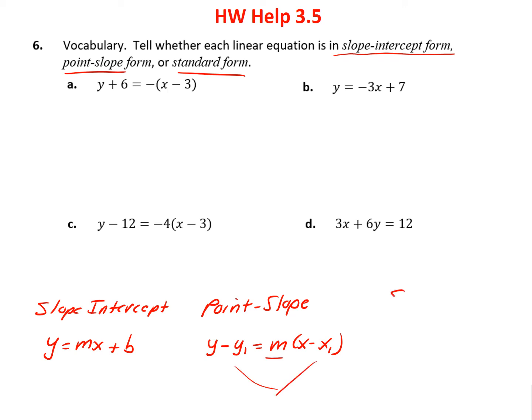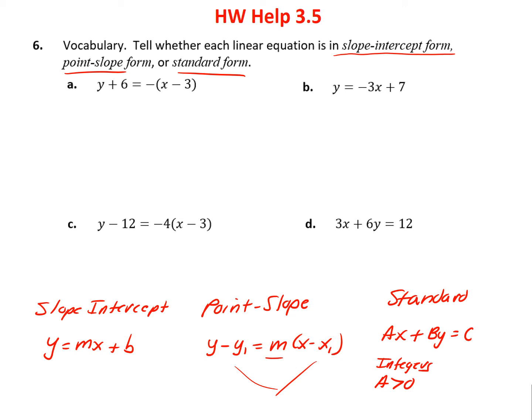Finally, the standard form simply looks like this: ax plus by equals c, where we want a, b, and c as much as possible to be integers, and we want a to be positive. Okay? So now let's look at it.